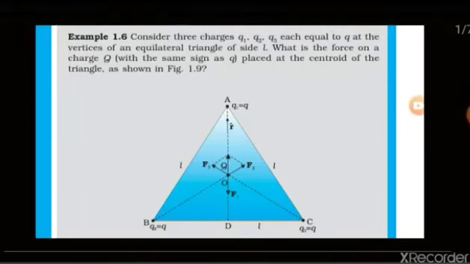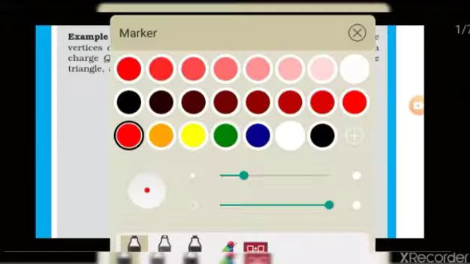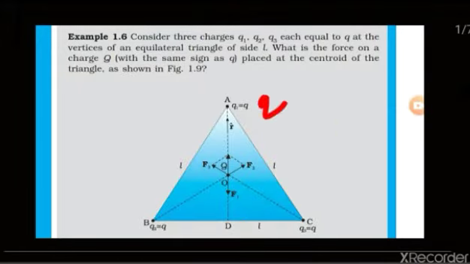I am here with the solution of example 1.6 of chapter 1 of the NCERT textbook. Here an equilateral triangle is given and at each of its vertices a charge q is placed. Here is charge q, here is charge q, here is charge q, and all three sides are of length L. The question is, what is the force on a charge placed at the centroid of the triangle?